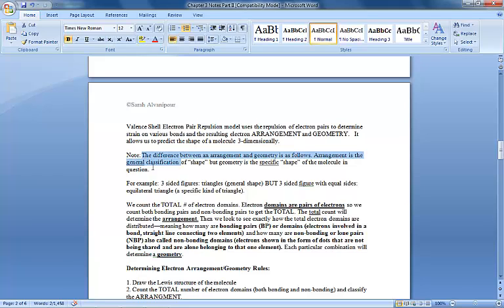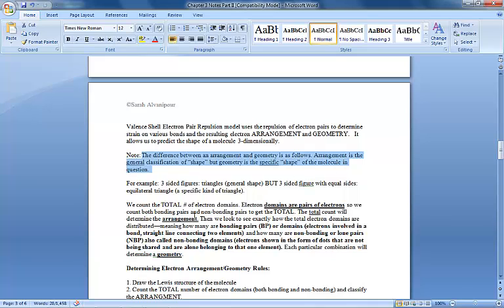Well, the first thing is to make a distinction between the terms arrangement and geometry. And again, different textbooks will use different terms, but essentially one of these represents the general shape. For example, a 3-sided figure is a triangle. That's a general shape. A more specific definition or a geometry would be to tell us what type of triangle. Is it a triangle of equal sides, which would be called equilateral? Is it a triangle that contains a 90-degree angle, which means it's a right triangle? What specific kind of 3-sided figure or triangle do we have? Therefore, we're going to have a general shape and a specific shape given to each one of our compounds.